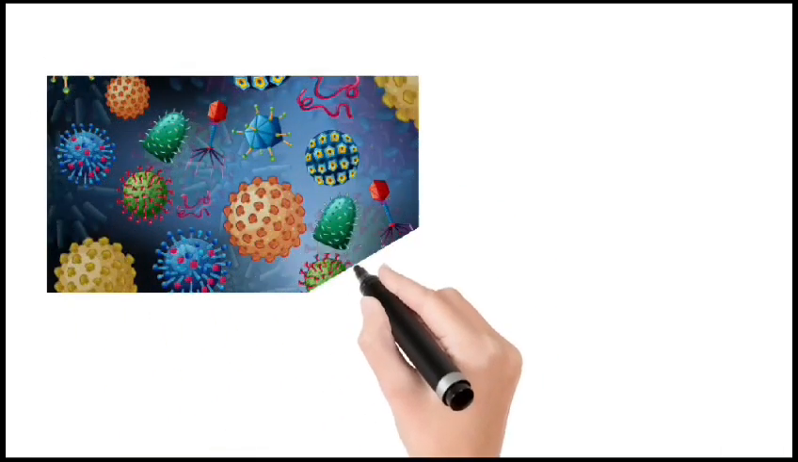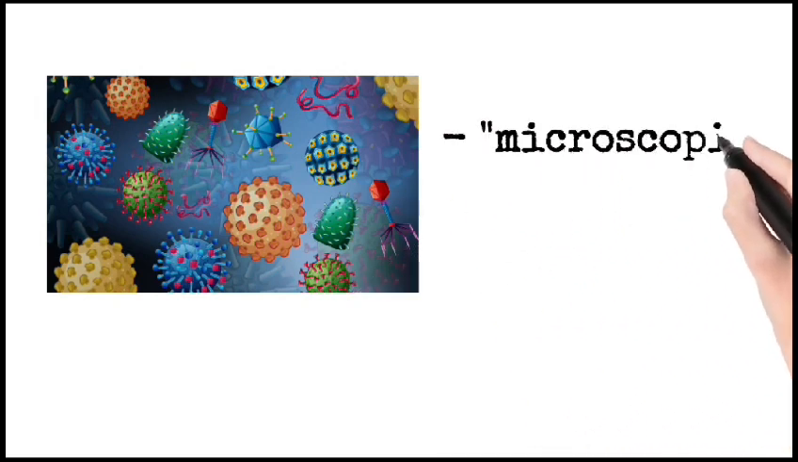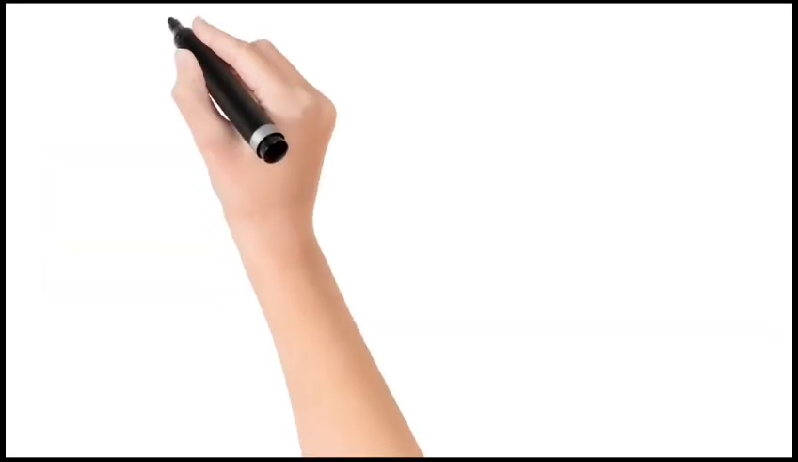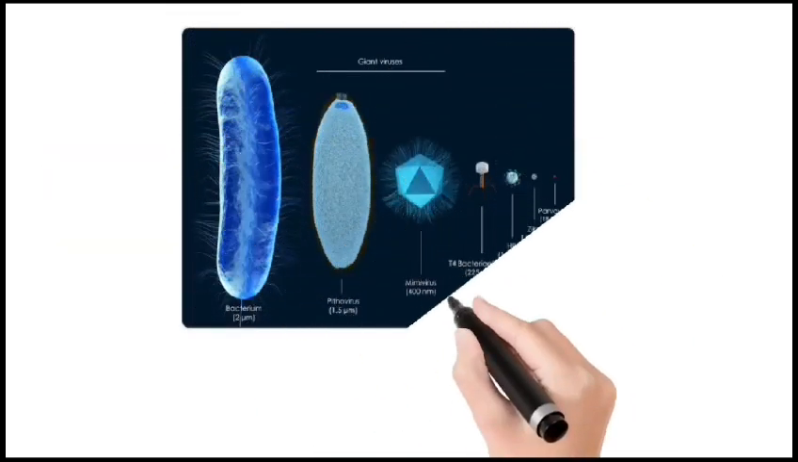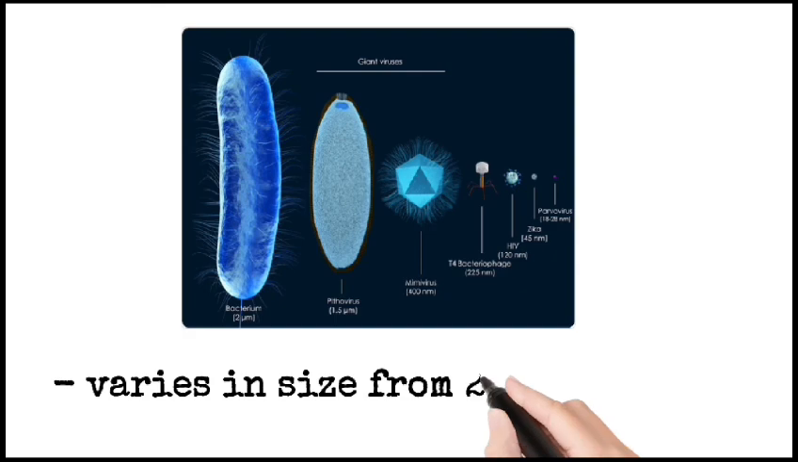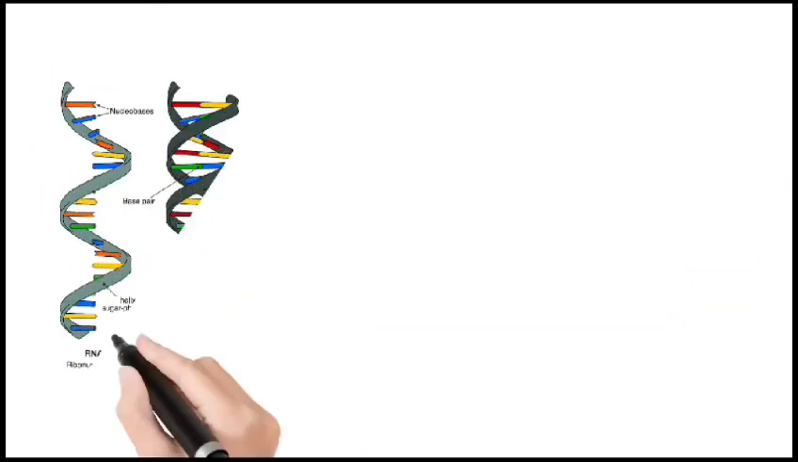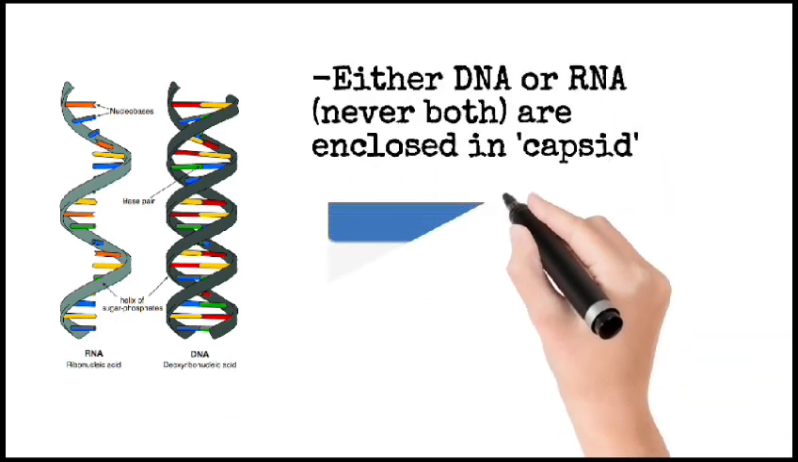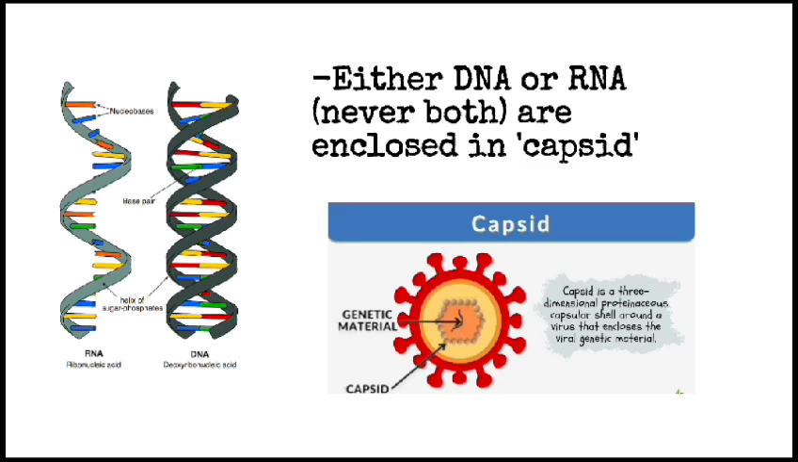Viruses are microscopic agents that exist at the boundary between living and non-living entities. They are incredibly small, ranging from about 20 to 300 nanometers in size. A virus consists of genetic material, either DNA or RNA, enclosed in a protective protein coat called a capsid.